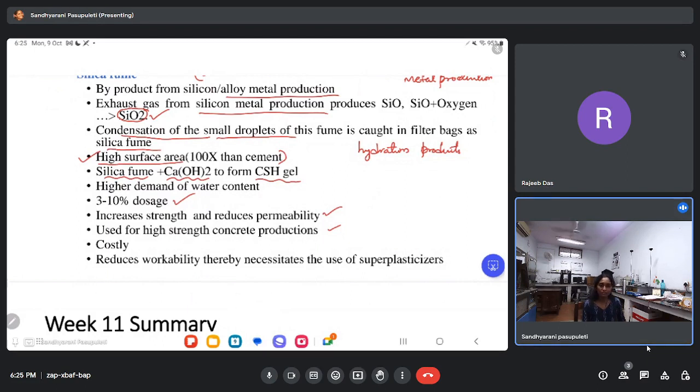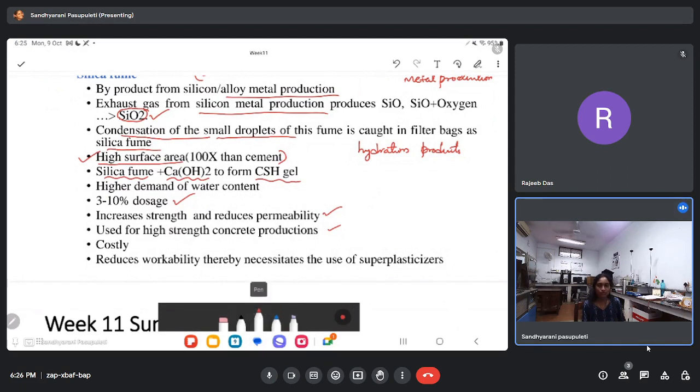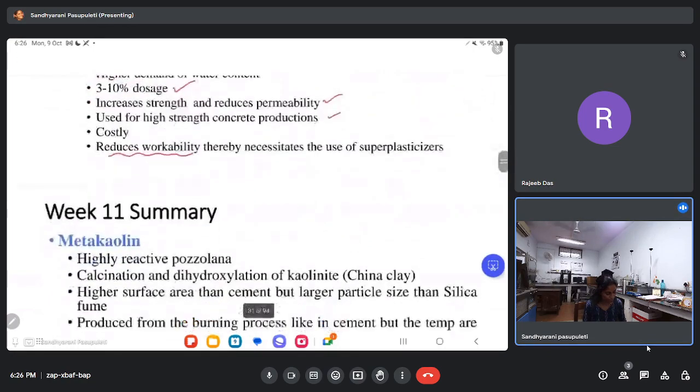Why does it reduce the workability? Because let us say you are adding the water to cement ratio in usual contents, but your silica fume, which has a higher surface area, actually demands higher water content. If you are not able to provide the required amount of water, then whatever cement particles are present will not have sufficient lubricant to move in an easy manner, which is nothing but the workability. Thereby the workability will be reduced if we do not have sufficient water.